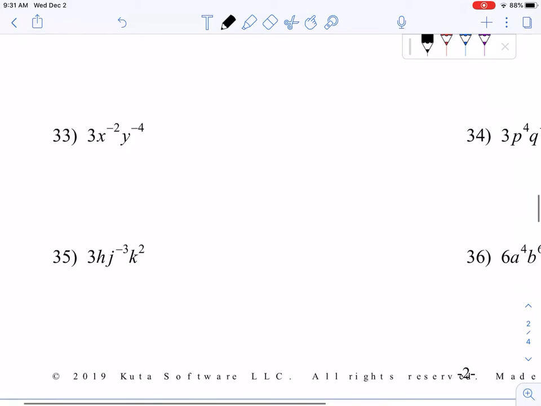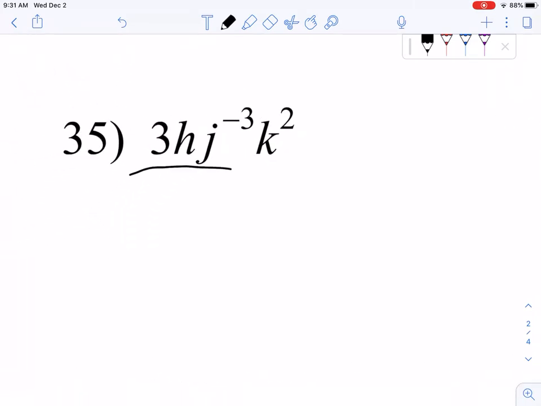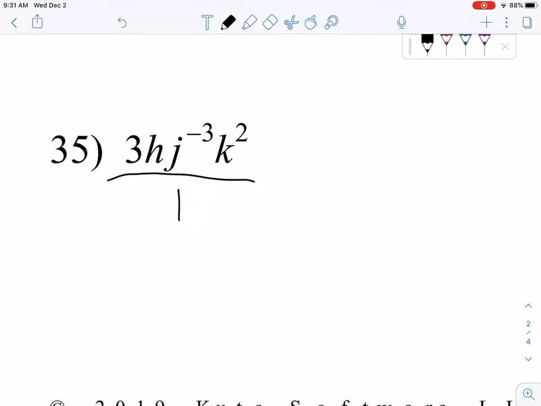Okay. I'll just do the last two here. I'm going to do 35. So again, without color coordinating, I'm moving piece by piece. I have this 3 can stay. H can stay. This is h to the first. If we don't see anything attached, it's just a 1, so h can stay. J to the negative third needs to move down. K to the second can stay because it's positive.